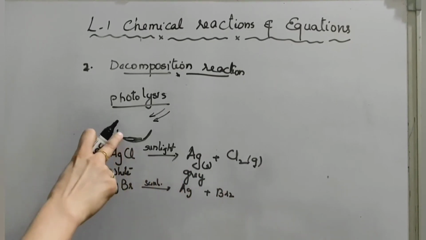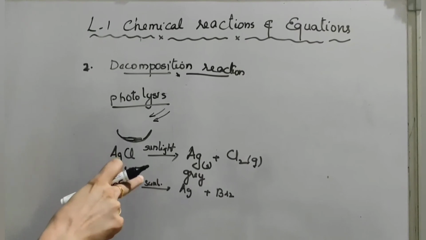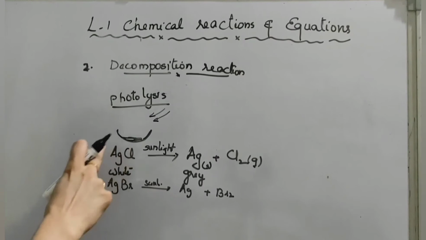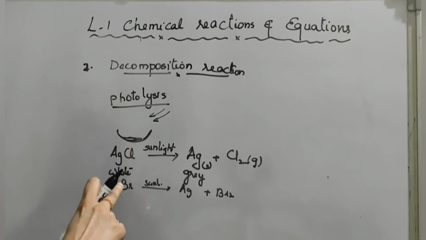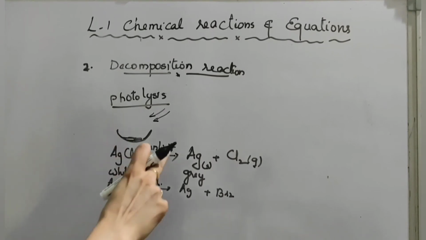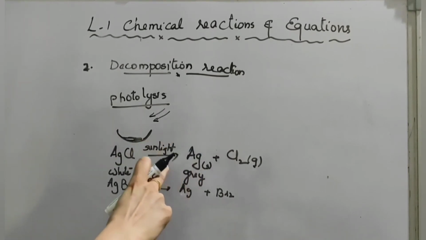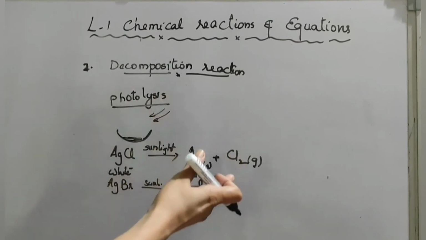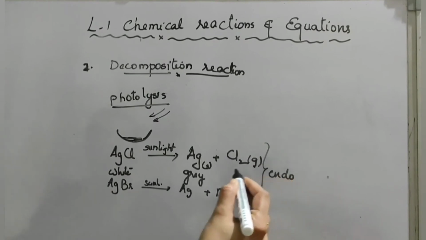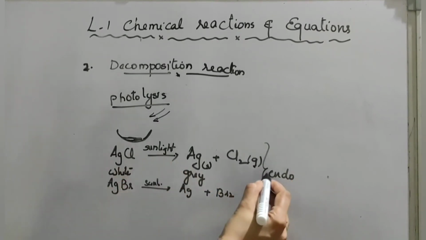These two reactions are used in black and white photography. In early times the photography was black and white only. There we used this black and white photography. And here also, we can see the reaction in which heat is absorbed. They absorb the heat and decompose. So this reaction is also called an endothermic reaction. Endothermic reaction.